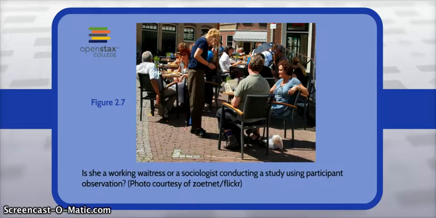There are three types of field research. The first one is participant observation, in which researchers join people and participate in a group's routine activities for the purpose of observing them within that context. This method lets researchers experience a specific aspect of social life. And in the picture, is she working as a waitress or a sociologist conducting a study using participant observation?